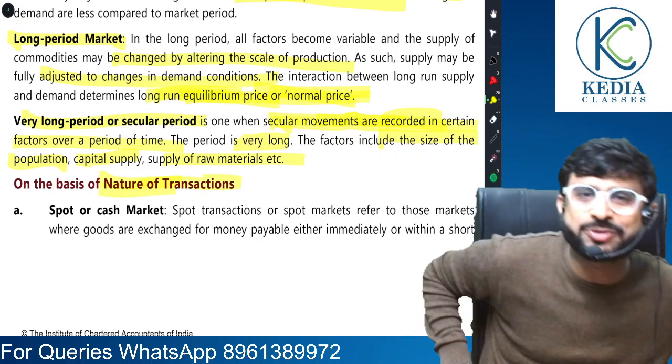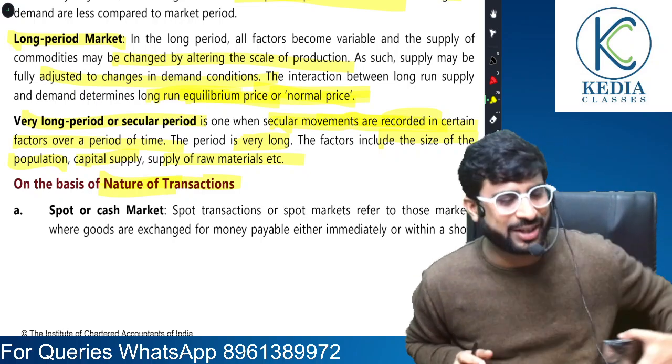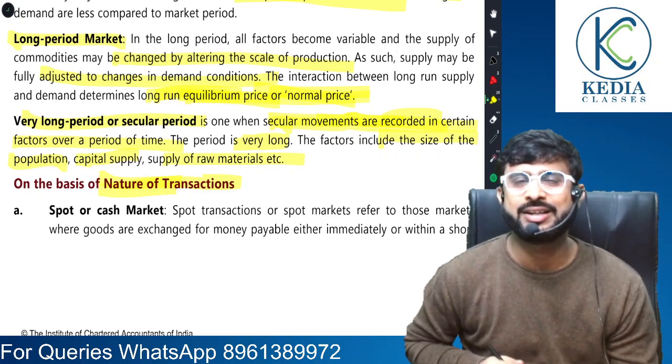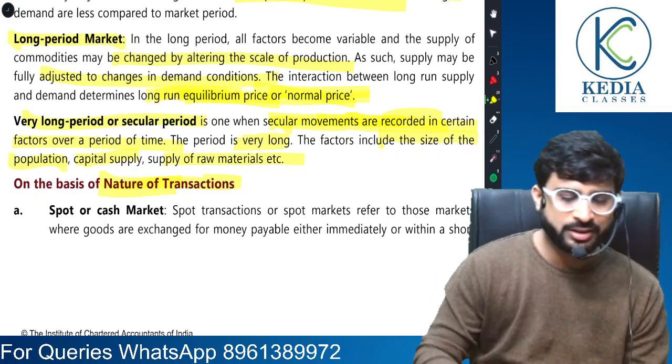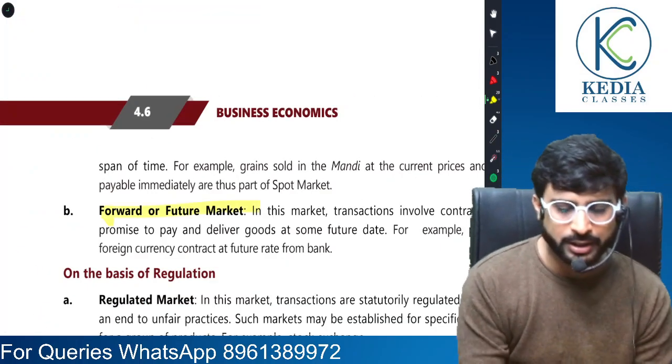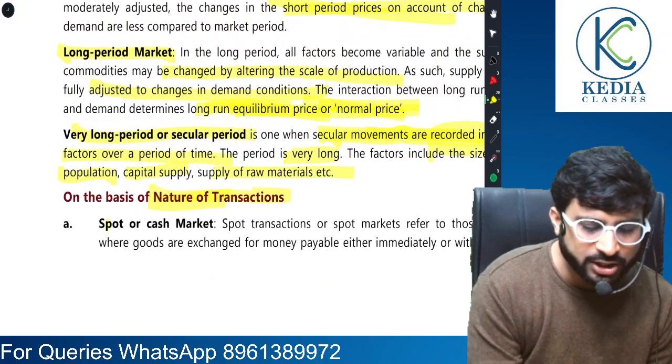Now we move on to types of market on the basis of nature of transactions. Indeed an interesting one. Let me tell you how. There are two main types here. One is forward or future market and one is spot or cash market.